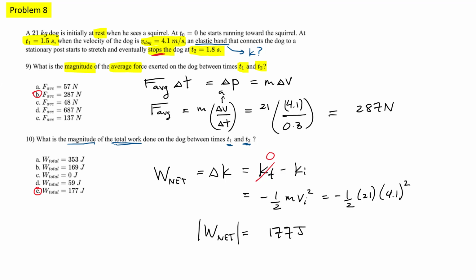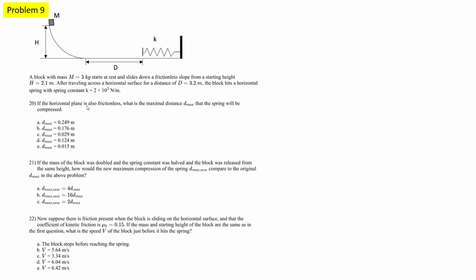Let's look at problem 9 now. All right, here's problem 9. We have a block of mass 3 kilograms, starts from rest and slides down a frictionless slope of a height of 2.1 meters. After traveling across a horizontal surface, with this distance d, the block hits the horizontal spring with a spring constant given by this value. Question 20 says, if the horizontal plane is also frictionless, what is the maximal distance that the spring will be compressed?